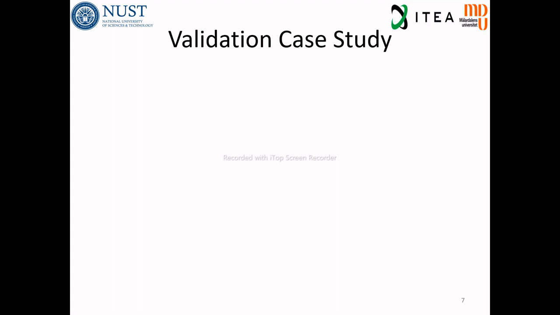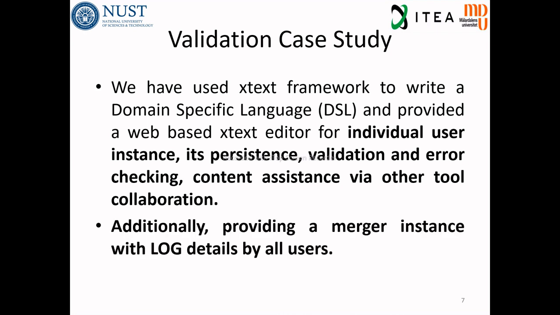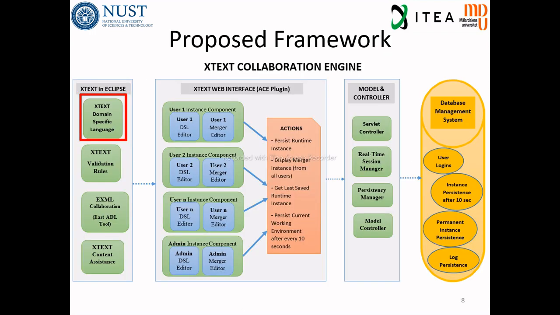For a validation case study, we have taken a Volvo case from the Bumble project, and we have validated our proposed framework on this case study. So we have used the xtext framework to write the domain specific language of Volvo and provided a web-based xtext editor for individual user instance, its persistence, validation, error checking, and content assist via the tool collaboration. And additionally, we have provided the log details of all the users, so that the changes can be traced and drilled down.